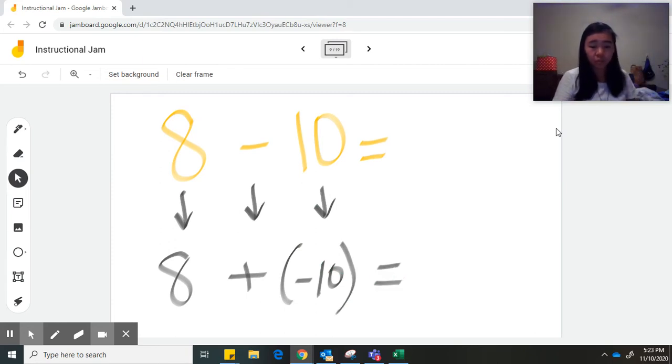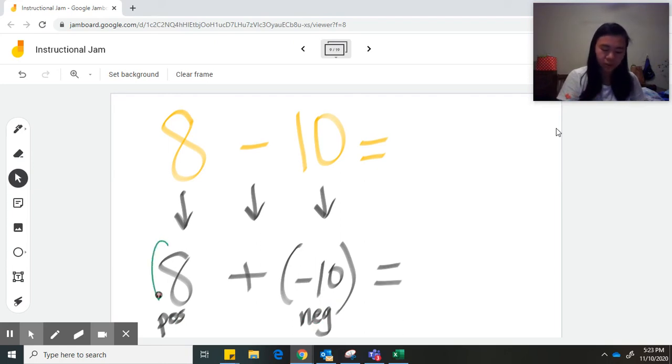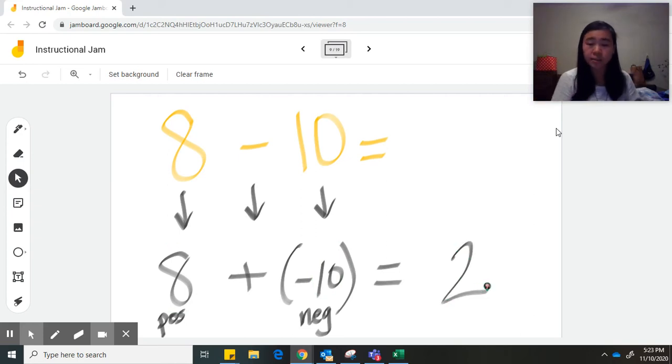For this addition problem, we have different signs. This is a positive and this is a negative. So what do we do when we have different signs? We find the difference. What is the difference between 8 and 10? 2. Now, is that 2 going to be positive or negative? Between 8 and 10, which one is bigger? Our 10 is larger, so we're going to take the 10's sign. It's going to be negative.